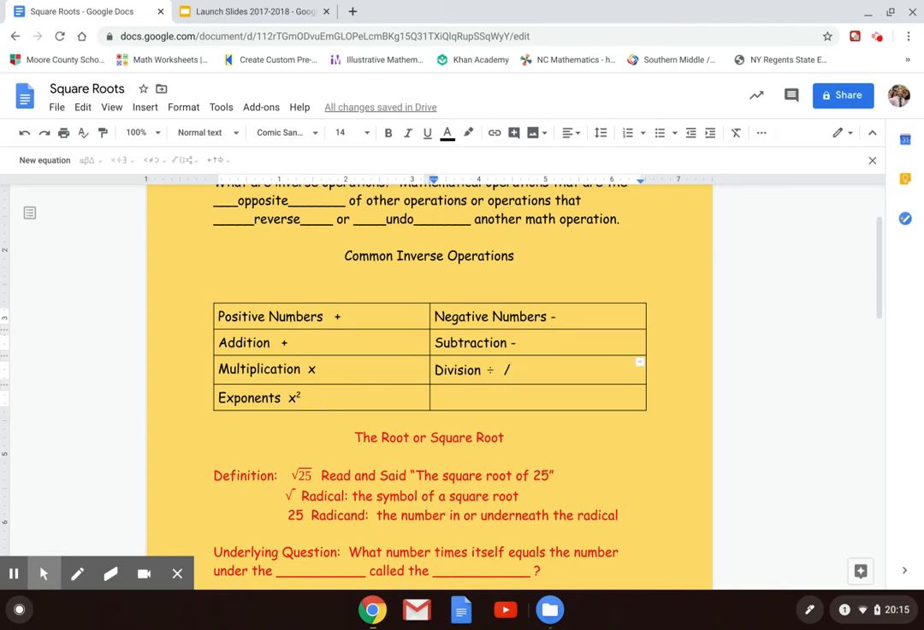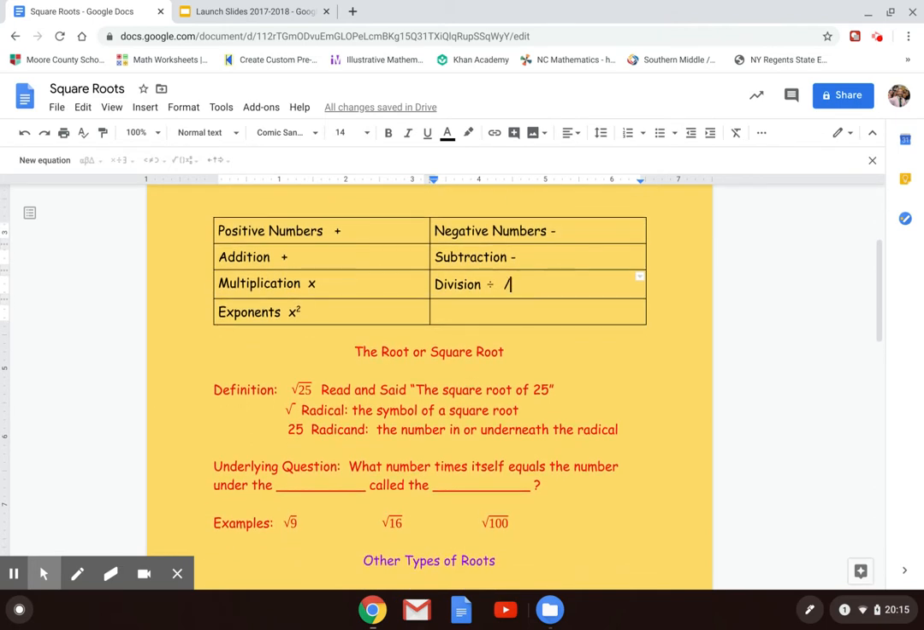And then we have exponents. An exponent is something like x squared, or a number squared, and exponents represent repeated multiplication. So this is where the square root, or the root of a number, comes in: it is the opposite, or the inverse operation of an exponent. So it simply is going to undo what an exponent does, or reverse what an exponent does.